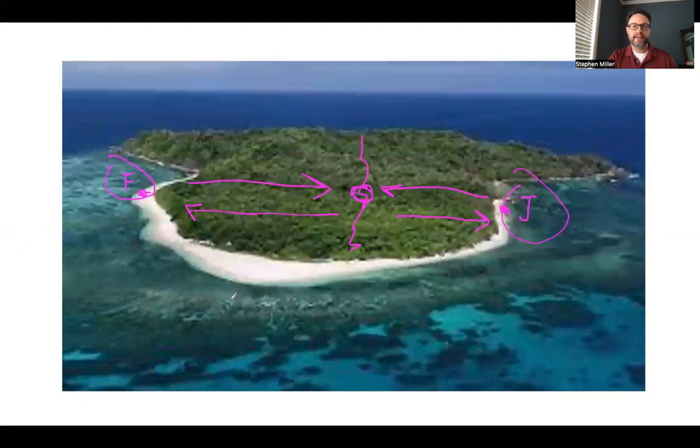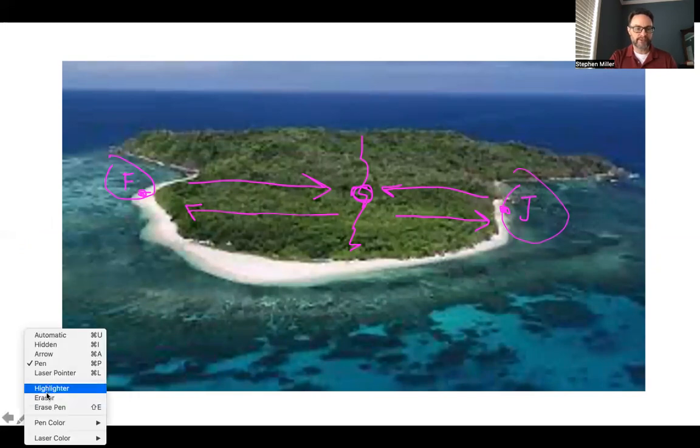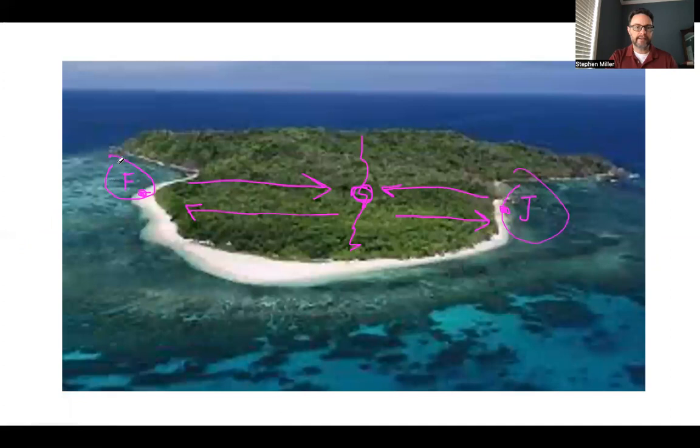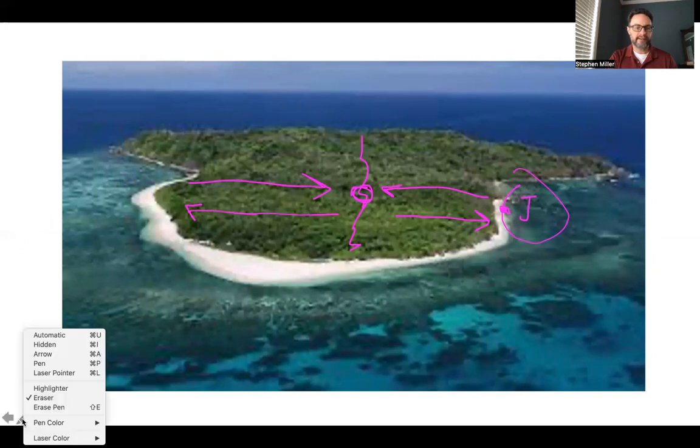So to do this, I'm going to go back to the island and I'm going to erase the fisherman. Where's my pen? Here it is. I need to go to an eraser. All right, let's erase the fisherman here. Okay. Go back and get my pen.